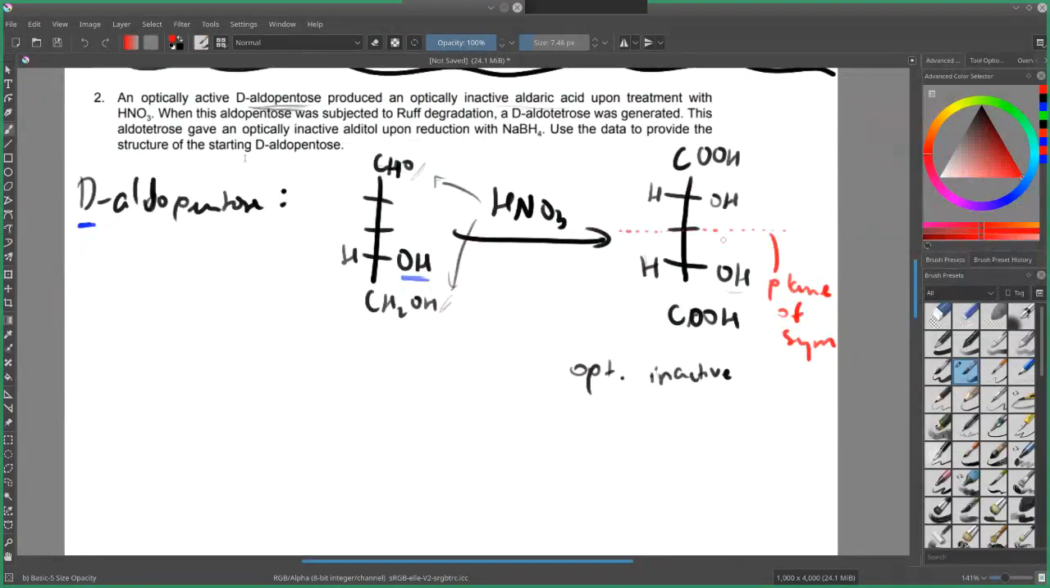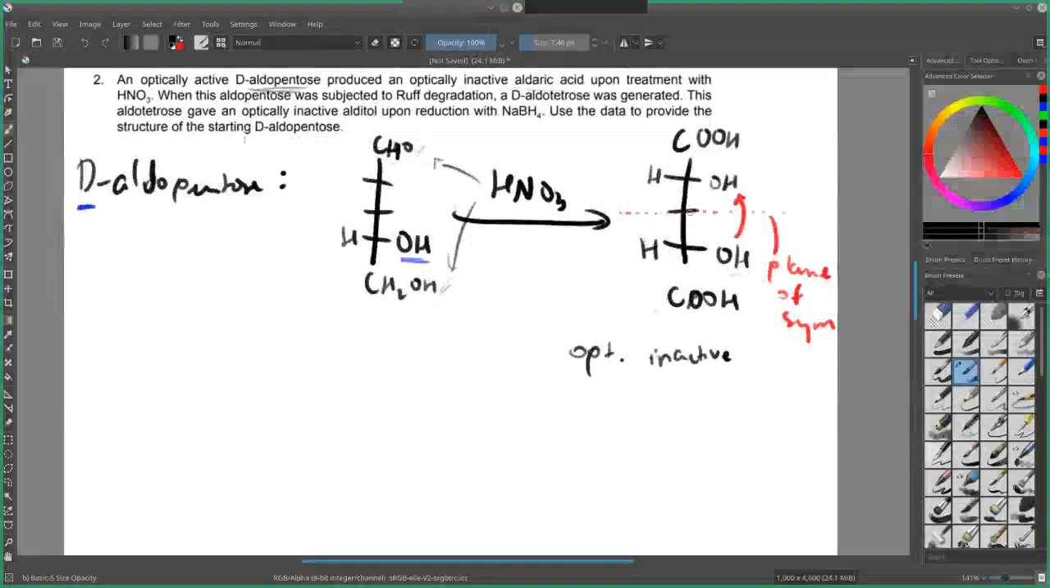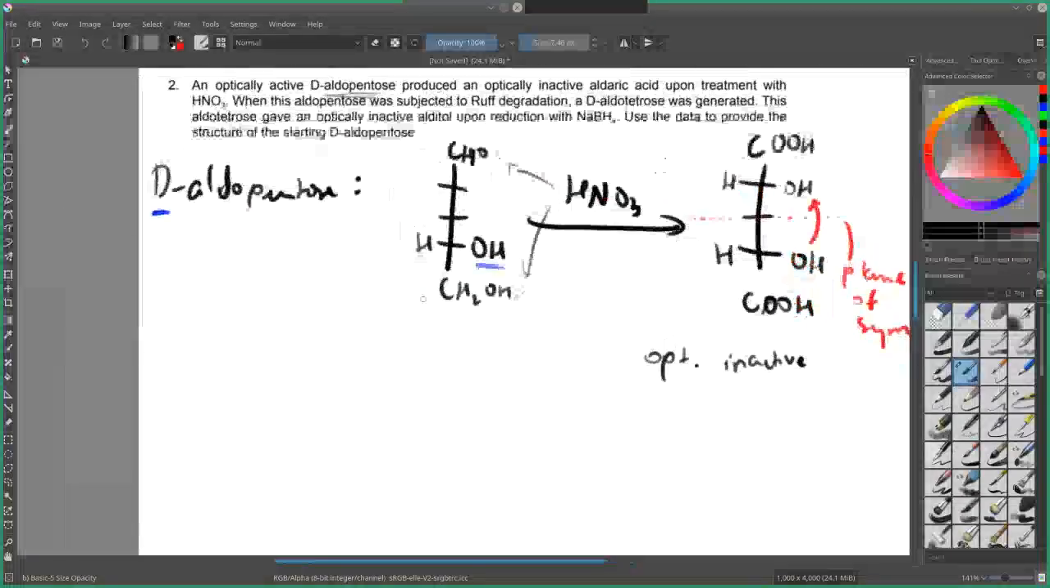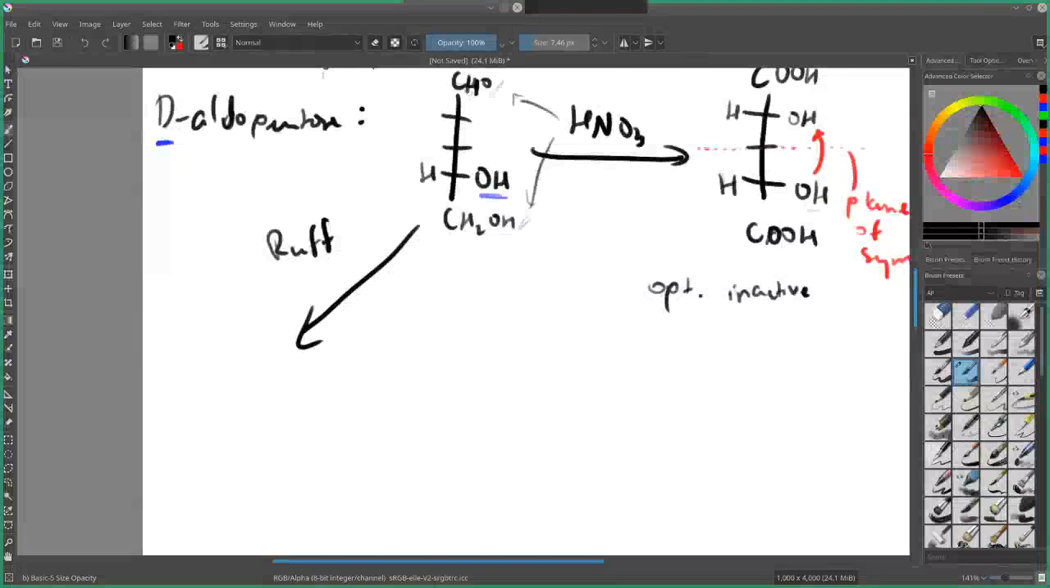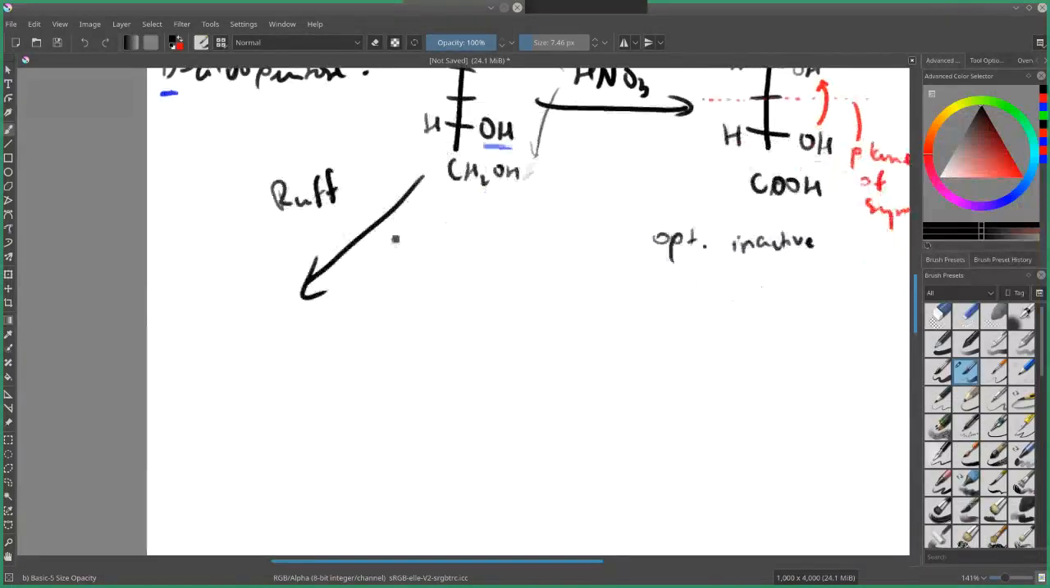Okay? So the only way for there to be a plane of symmetry is if this one up at the top is also an OH on the right. But we can't say anything about this carbon in the middle because it could be either on the right or the left. Either way, it would still be symmetric. Okay? So from there, we can do Ruff degradation. And remember, this takes off the top CHO and then moves it down one.